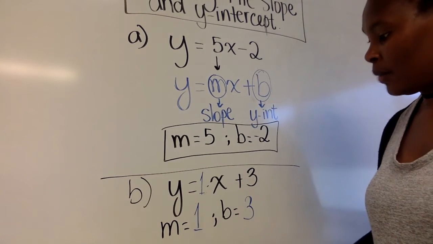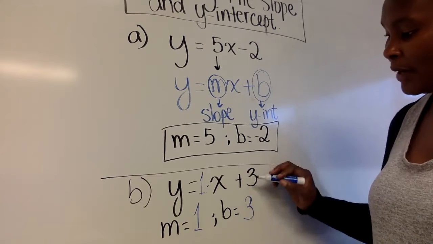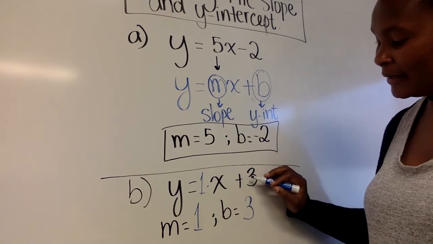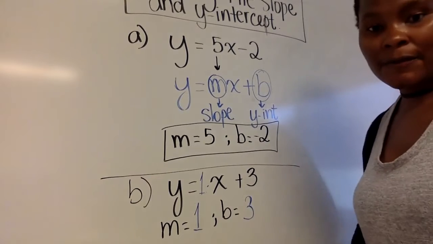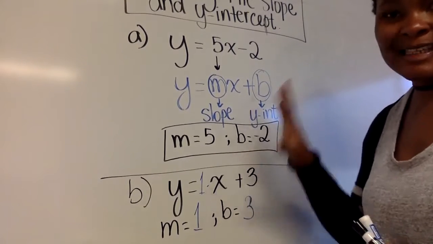And the y-intercept is the number being added or subtracted to the x, and the number being added here is positive 3, so it's 3. So this is our first set of examples.